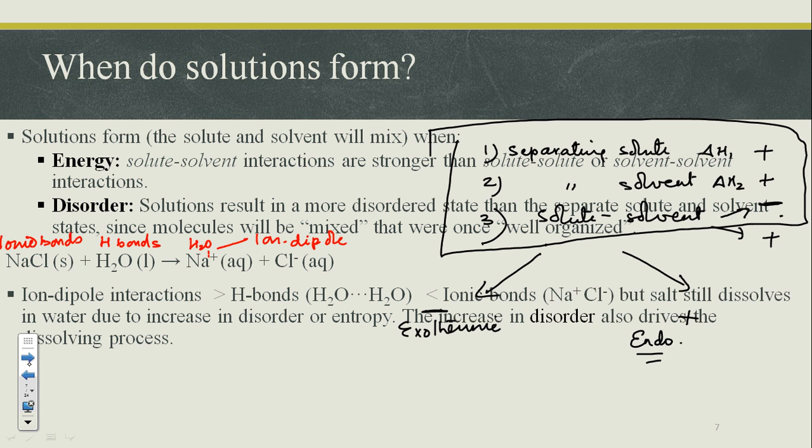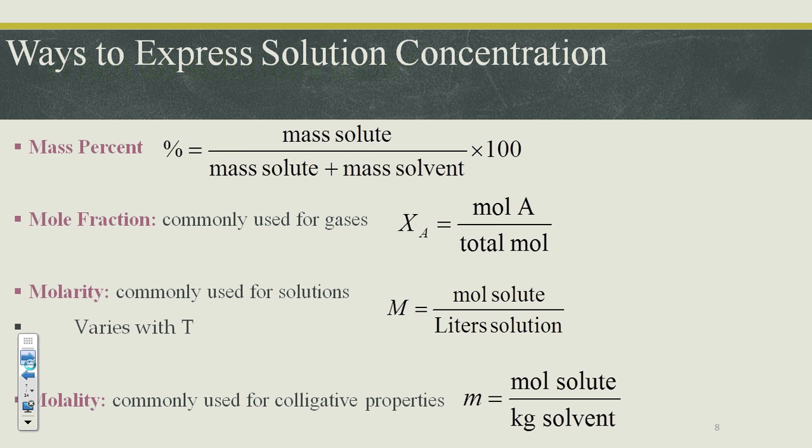Now moving on to how we express solution concentration. It's oftentimes very important for chemists to know how much solute is present in a solution, or how concentrated a solution is. So we have 4 different ways of expressing the concentration of a solution. One is called mass percent, which is mass of solute over mass of solution, which is mass of solute plus mass of solvent, times 100.